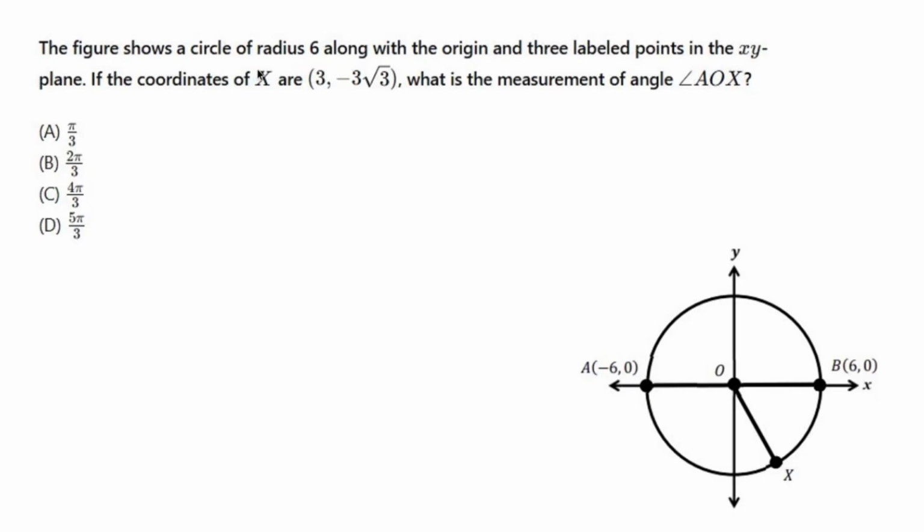The figure shows a circle of radius 6 along with the origin and 3 labeled points in the xy plane. If the coordinates of X are 3 and negative 3 root 3, so let's write that out, what is the measurement of angle AOX? Well, this is what we know.